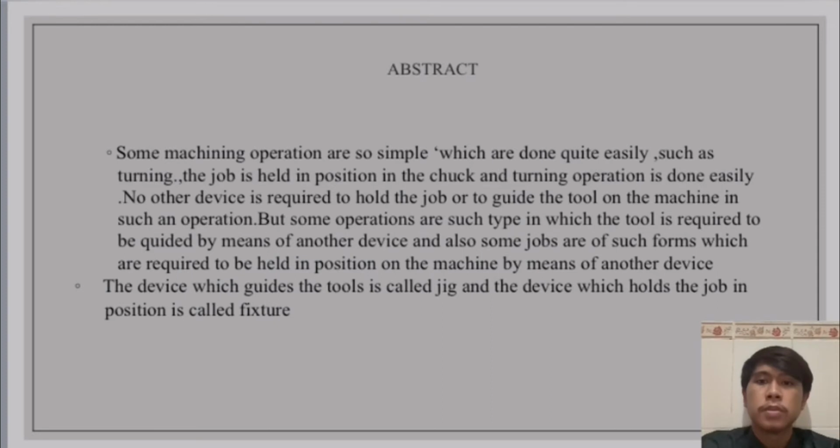Abstract. Some machining operations are so simple that they are done quite easily, such as turning. The job is held in position in the chuck and the turning operation is done easily. No other device is required to hold the job or to guide the tool on the machine in such an operation. But some operations are of a type in which the tool is required to be guided by means of another device, and some jobs are required to be held in position on the machine by means of another device. The device which guides the tool is called a jig, and the device which holds the job in position is called a fixture.